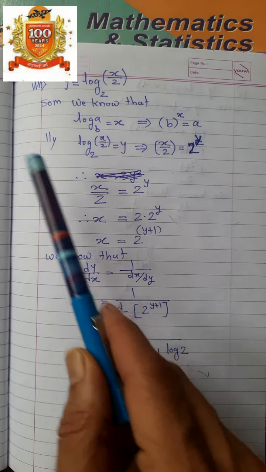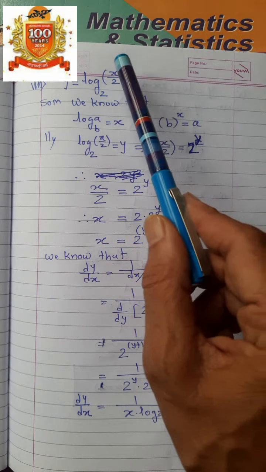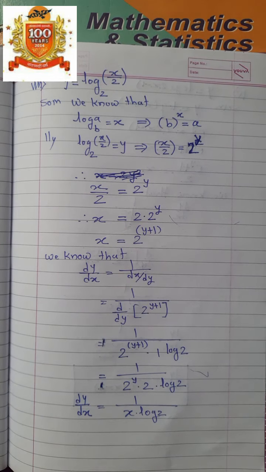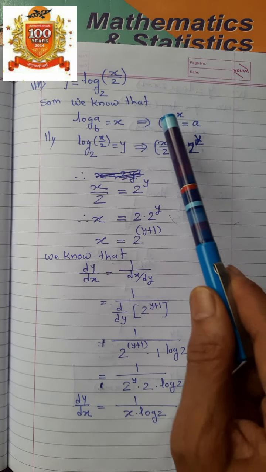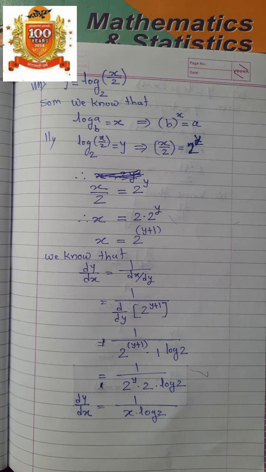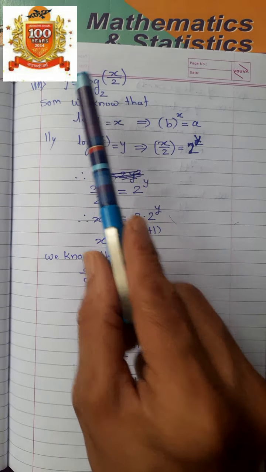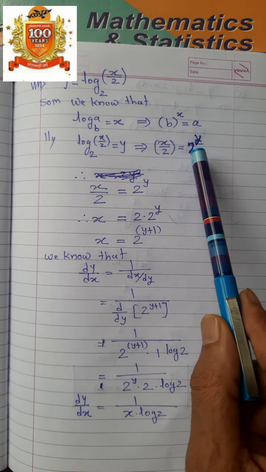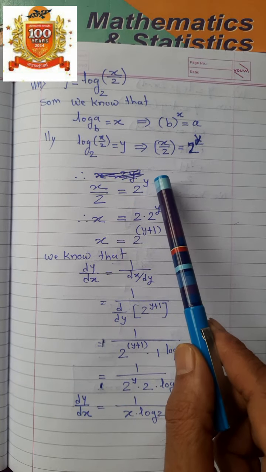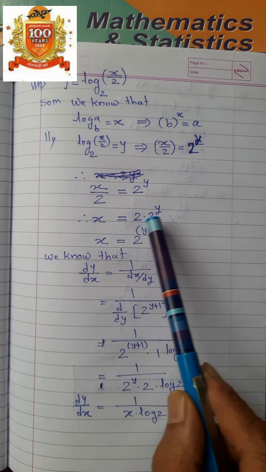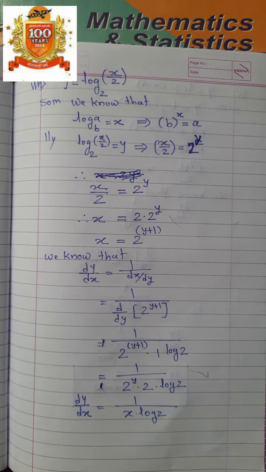Let us see the last sub question of this question, number 1. Y is equal to log of x by 2 to the base 2. We know that log of a to the base b is equal to x, then b raised to power x is equal to a. Similarly, log of x by 2 to the base 2 is equal to y here. Therefore, x by 2 is equal to 2 raised to power y. Therefore, x is equal to 2 into 2 raised to power y. That is, x is equal to 2 raised to power y plus 1.